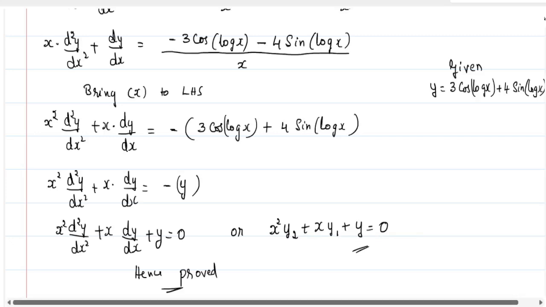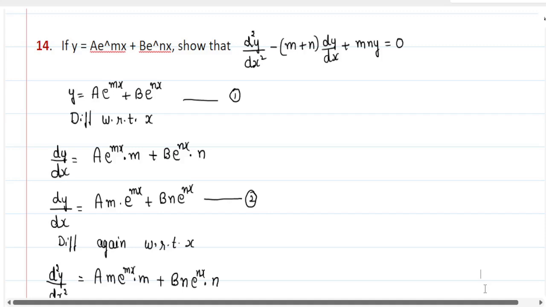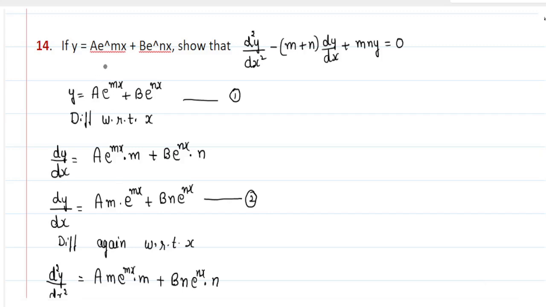We'll go to the next question. If y equals a into e raised to mx plus b into e raised to the power nx, show that d square y by dx square minus of (m plus n) dy/dx plus mn y equal to 0. So I am writing the question here, y equals a into e raised to mx plus b into e raised to nx. Now I'll differentiate this equation with respect to x.